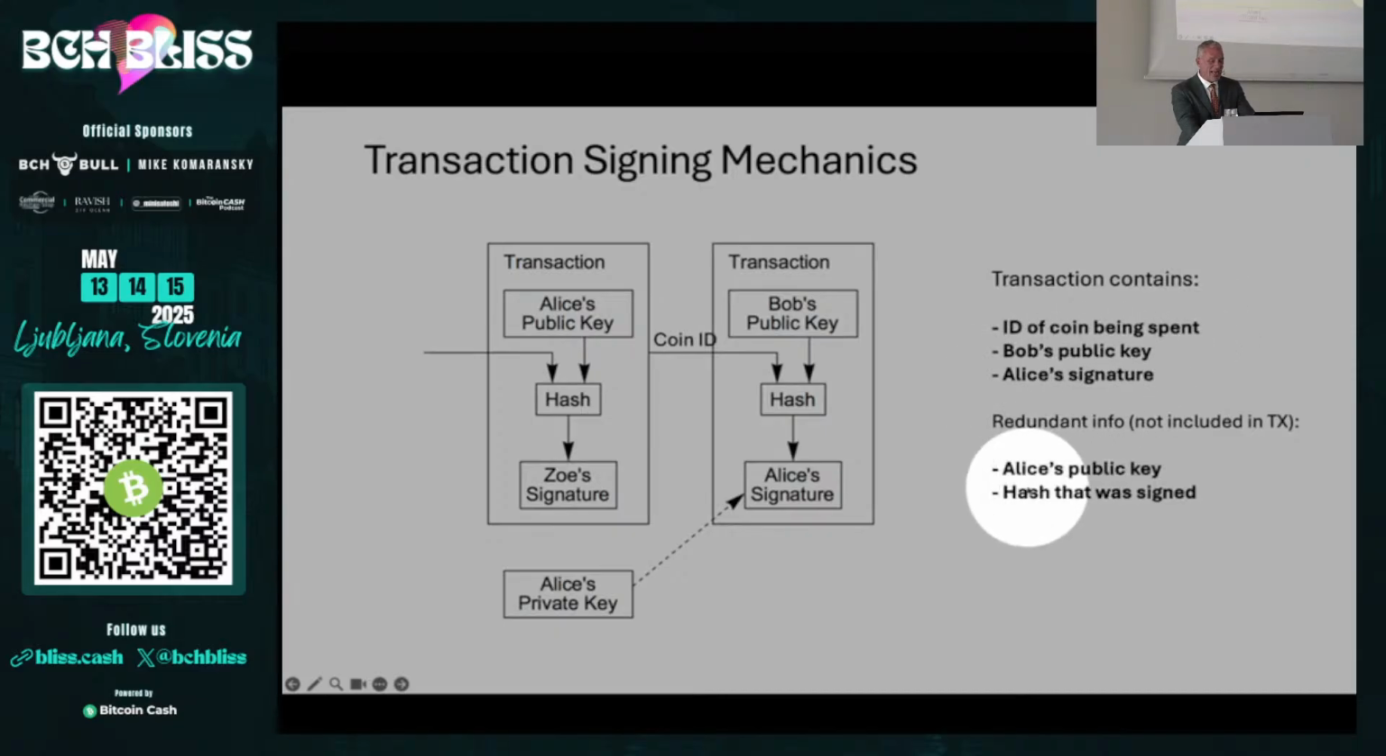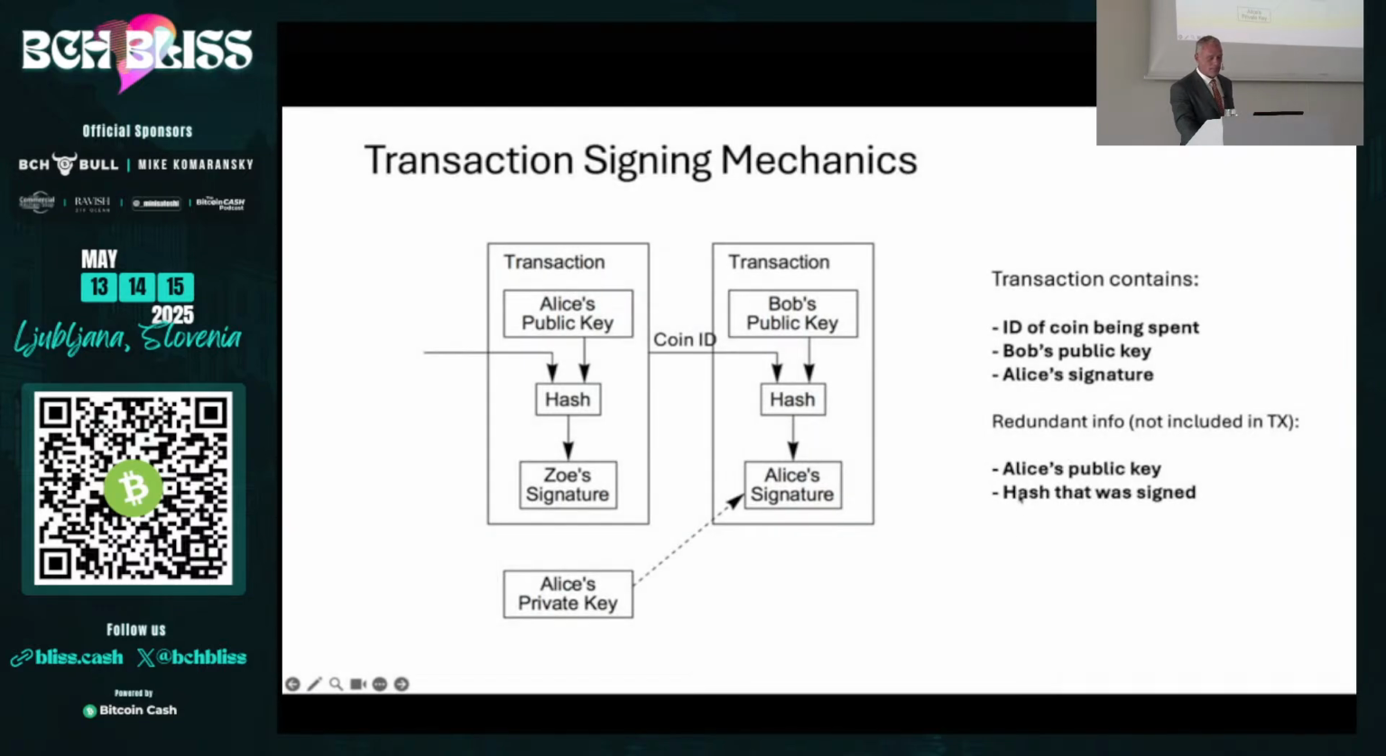It doesn't contain Alice's pub key, and it doesn't contain the hash that was signed, because any node on the network can figure that out locally. So that's how a transaction is signed.